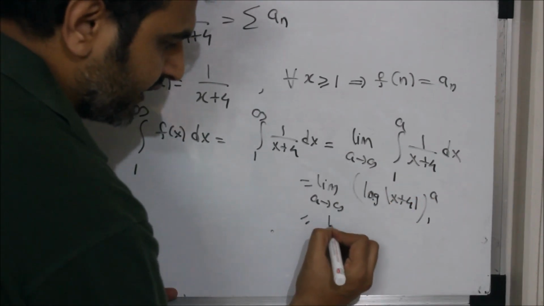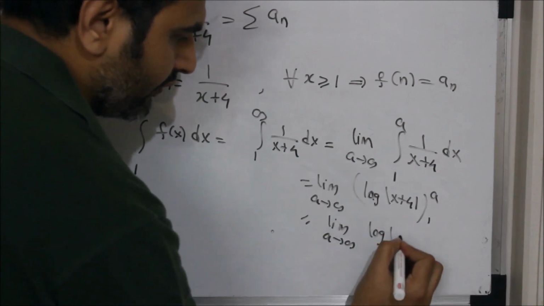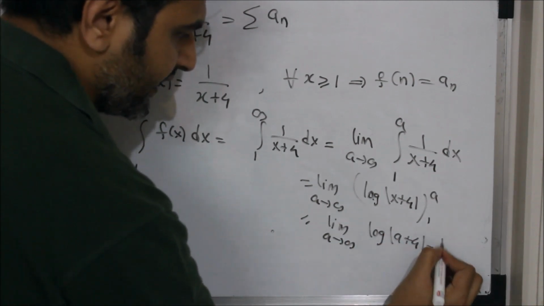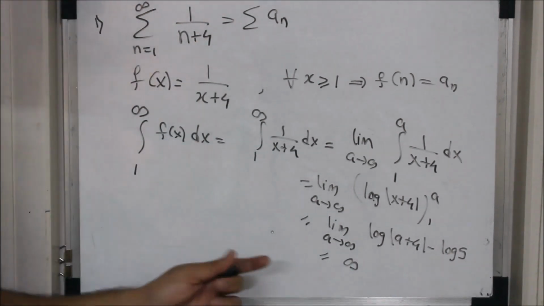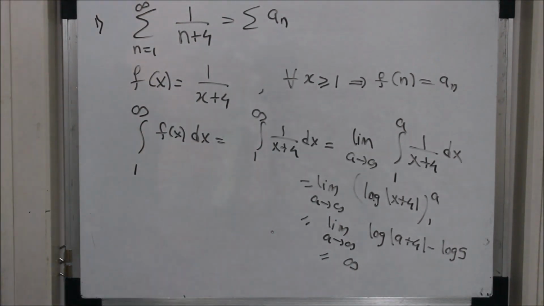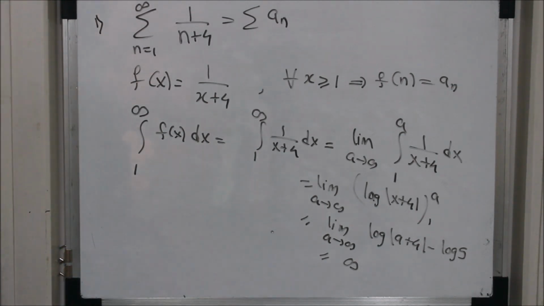And when I put this over here, the limit as a goes to infinity of log of a plus 4 minus log 5. And as a goes to infinity, log is an increasing function, so this goes to infinity. So therefore your integral diverges, and since this integral is diverging, by the integral test our series also diverges. So this is how one can solve the problem using the integral test.